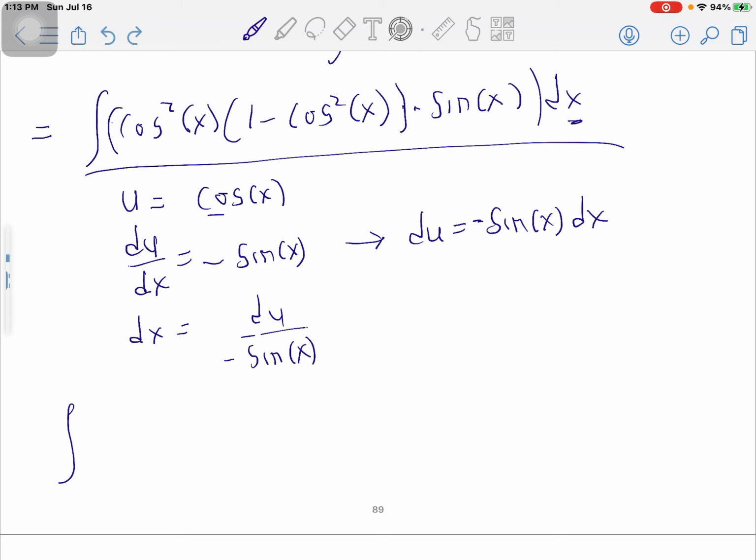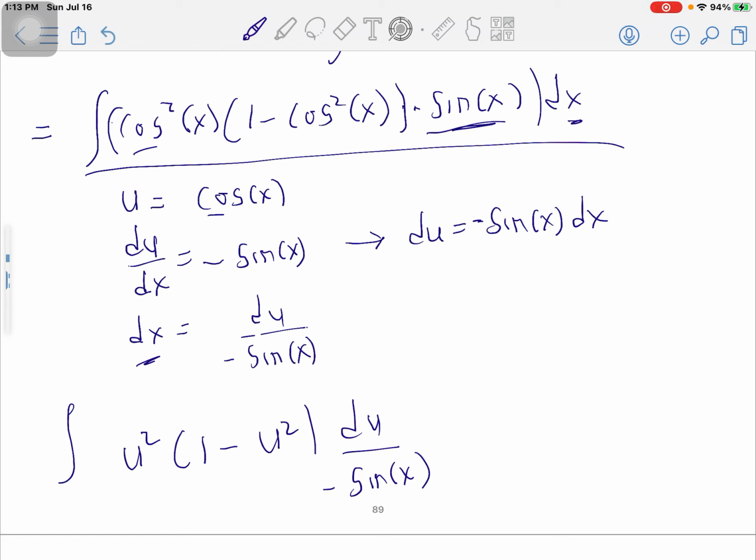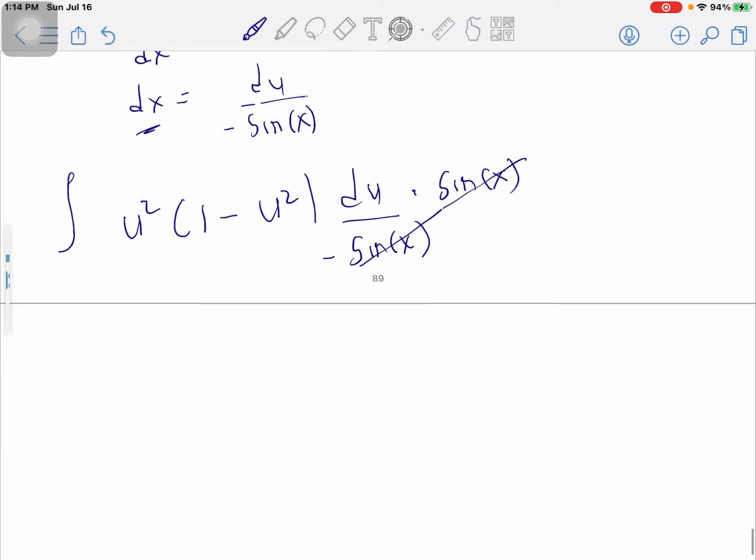So now the function becomes u, let me rewrite it so that you can see it well. U squared, because here the cos is squared, u squared into bracket 1 minus u squared, right? And then when I replace this dx, I'm going to get du over negative sine of x. So having du over negative sine of x, remember that we have a sine x here, so multiply also by sine x. Now we can see the cancellation, so this sine will cancel this sine, and now we are going to have everything in terms of u.